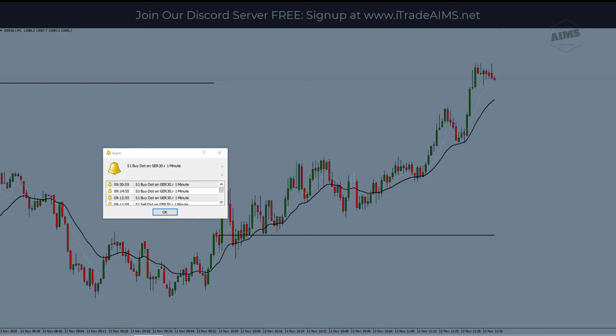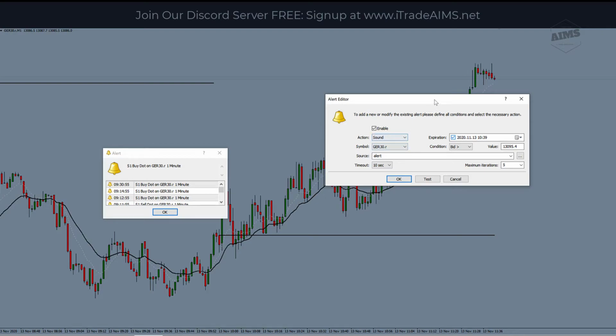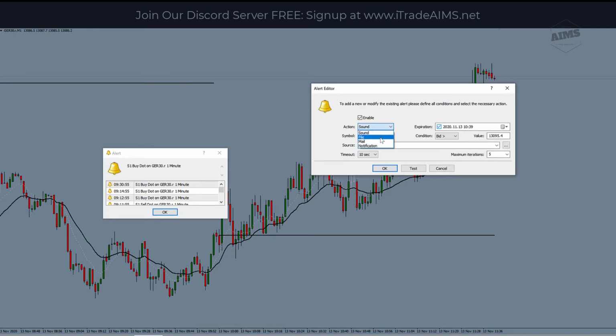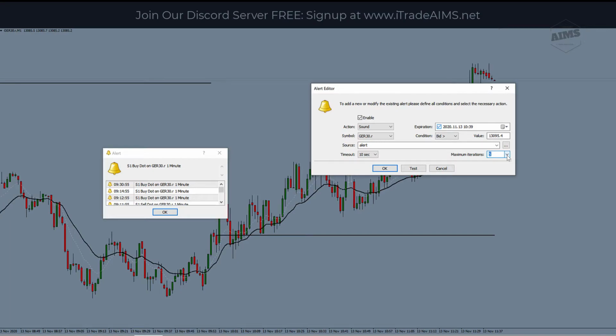You can set it to bid, ask, time, value, all sorts, and you can select the action as well. So one is sound, the other one is a file, the other one is a mail and notification. You can do all sorts of stuff on this. There's another option in there, maximum iterations, 3 or 5, like how many times you want it to alert you, because price can go back and forth around that level. So, yeah.